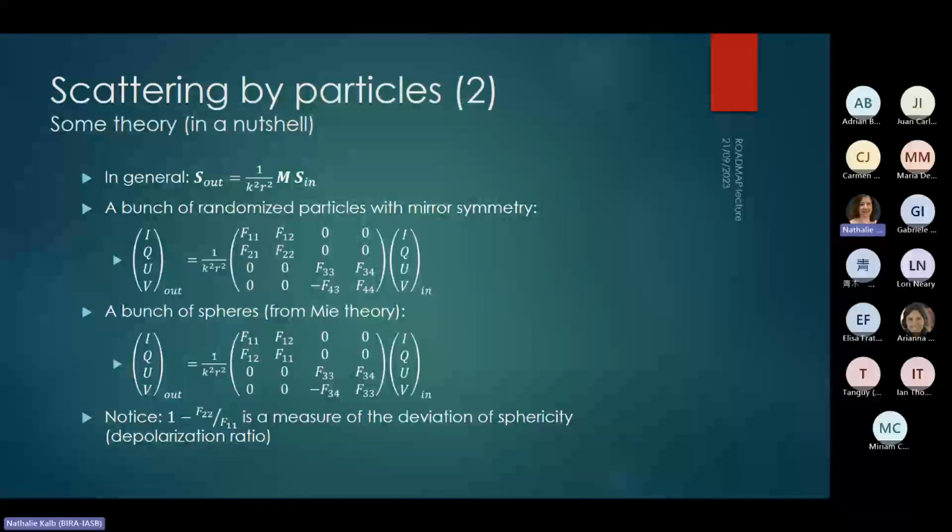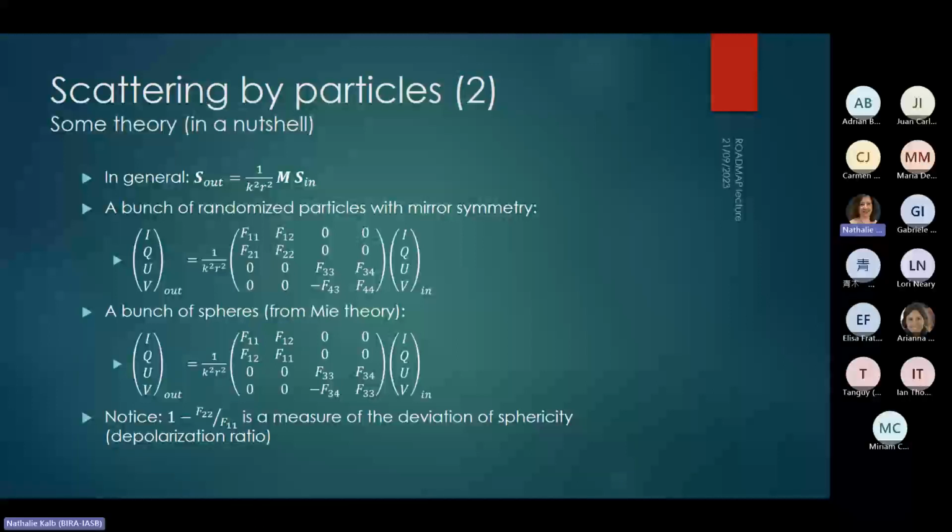However, if you make some theoretical assumptions, so for example, a bunch of randomized particles with a mirror symmetry, this shape, F11, F22, F33, F44, actually basically it just means that the upper block diagonal to the right and the lower block diagonal to the left is 0. For spherical particles, it becomes even simpler. You have F11, F11, F33, F33. These two elements are equal. These two elements are equal except for the sign.